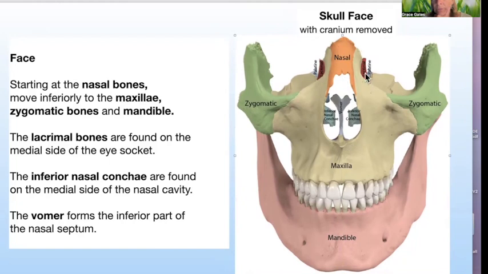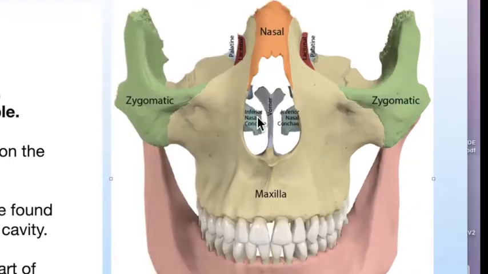here. Can't see it because of the eyeball, but there it is in the medial wall of the eye socket. Then the inferior nasal conchae inside the inferior nasal cavities, the vomer bone, which is the inferior part of the nasal septum, the perpendicular plate of the ethmoid bone being the superior part of the nasal septum.